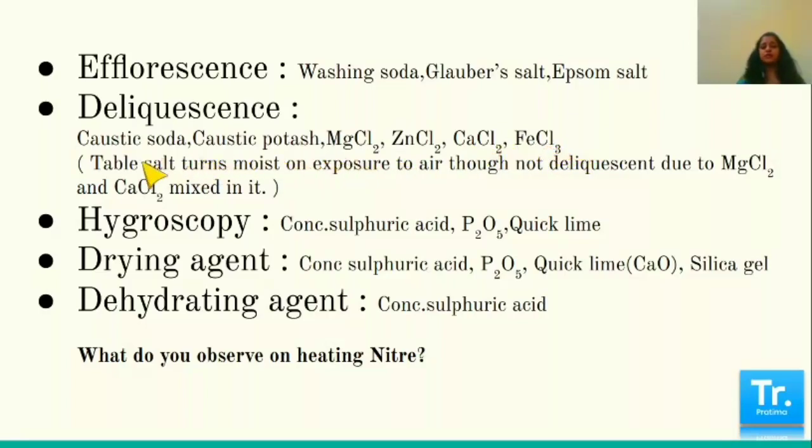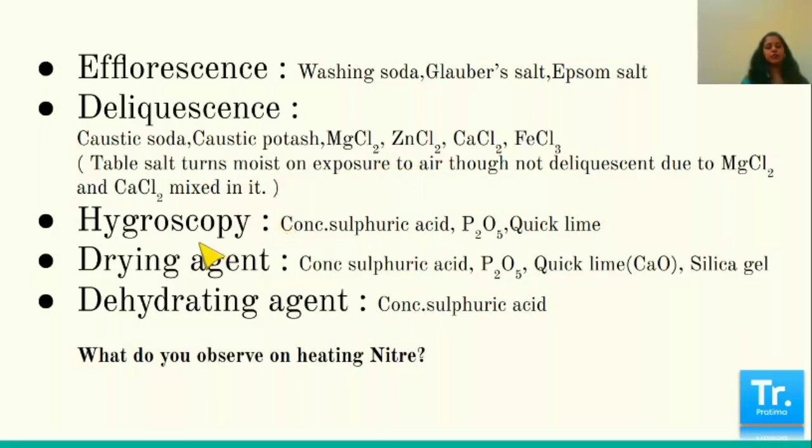But we can also see that when table salt is exposed to the air, it turns moist. Though table salt is not deliquescent, then how is it happening? Actually, the salt which we get in the market, that is the commercial use one, has magnesium chloride and calcium chloride mixed in it, and both of them are deliquescent in nature. Due to this nature, they absorb water, and thus the sodium chloride also dissolves and it turns moist.